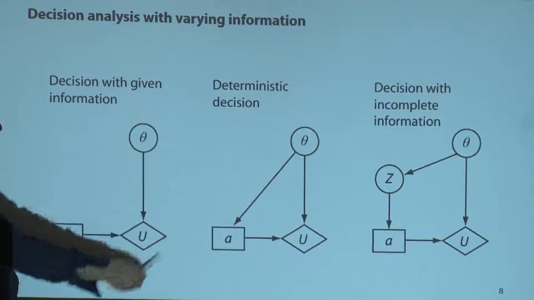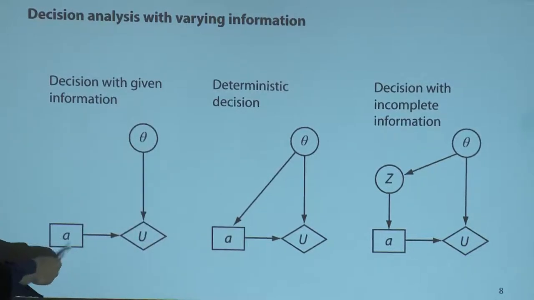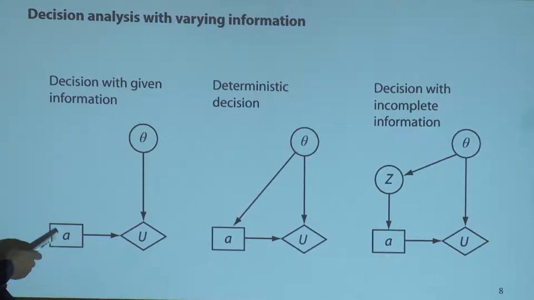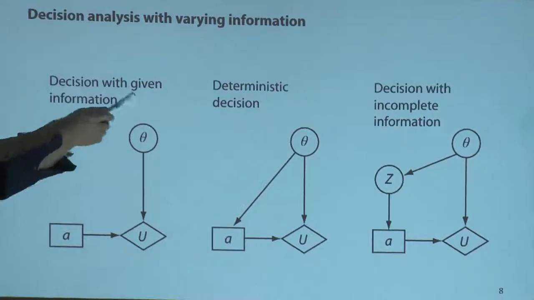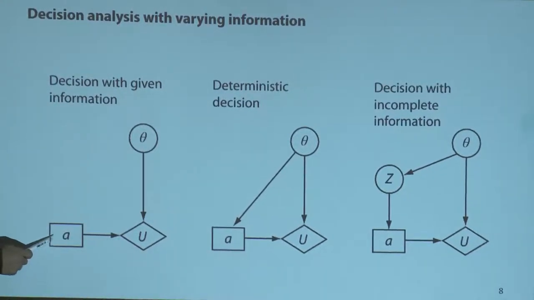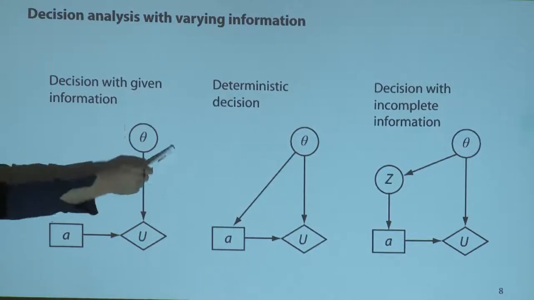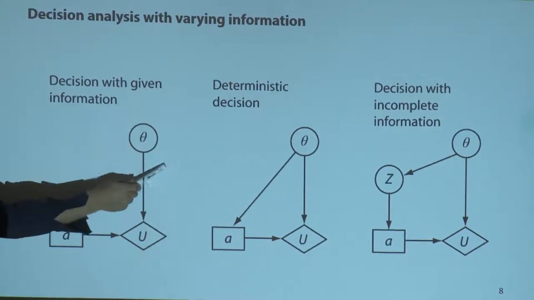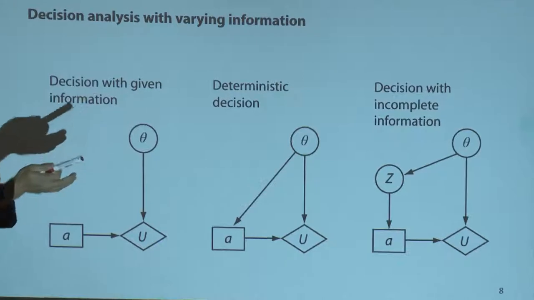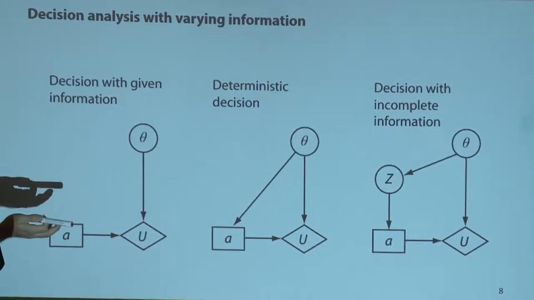But it's a situation where when I make the decision, I say given information, it means that I know the prior probabilistic description of my state of nature, my system variable, but I do not have any additional information.